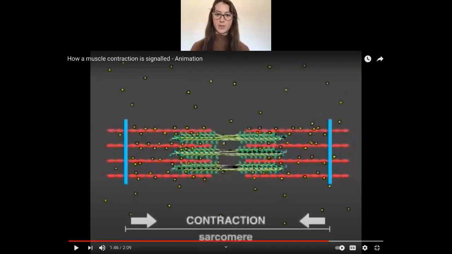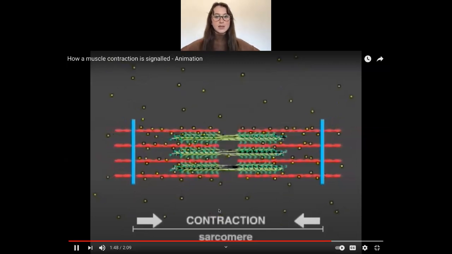So this thick filament is myosin, the thin filament is actin. And this shows how actin is being pulled towards the middle by those myosin heads. So the myosin heads are going like this, and then the actin is sliding along. I mean, you see in the video.